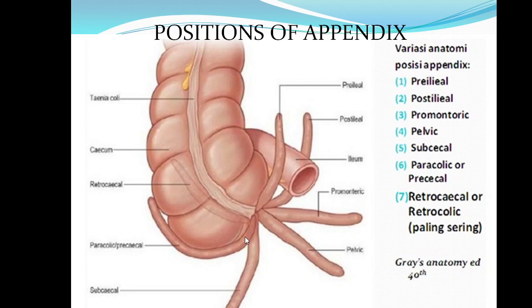Here you can see this is the paracolic position at the 11 o'clock position. This is the retrocolic position. This is the subcecal position. Here you can see the pelvic position. This is the ileum. The appendix may pass pre-ileal or it may pass post-ileal, and this is the promontoric position.